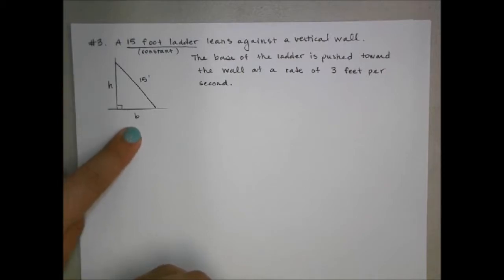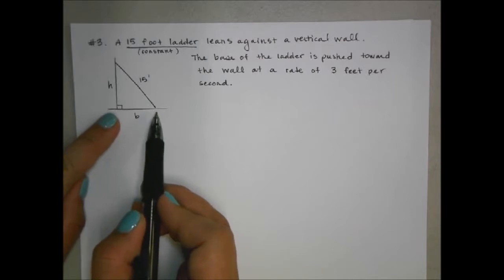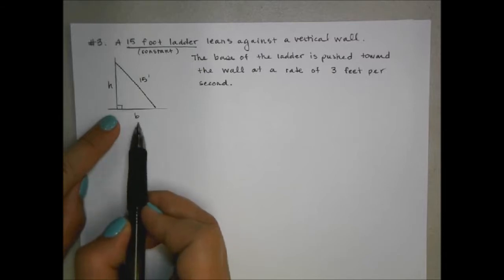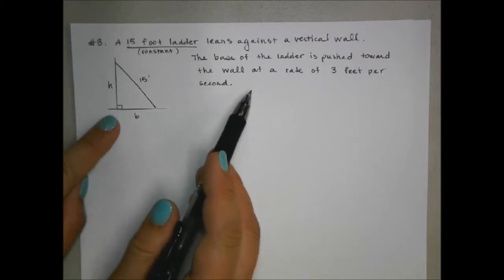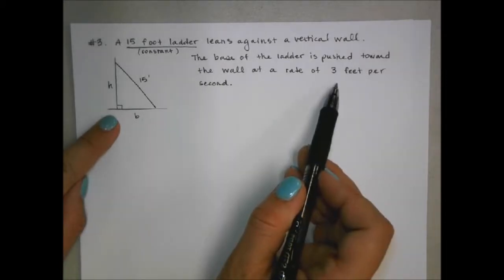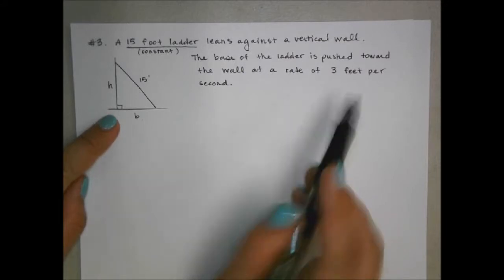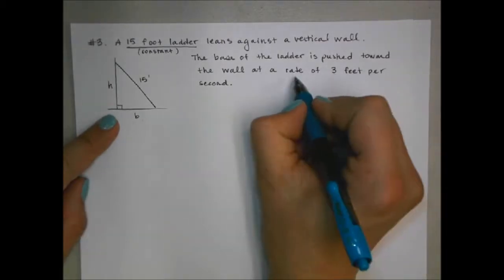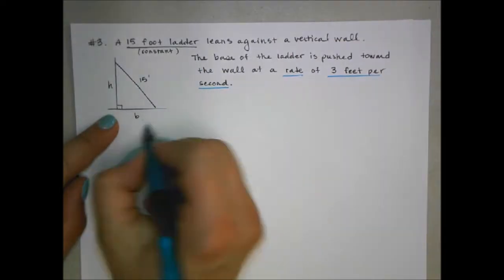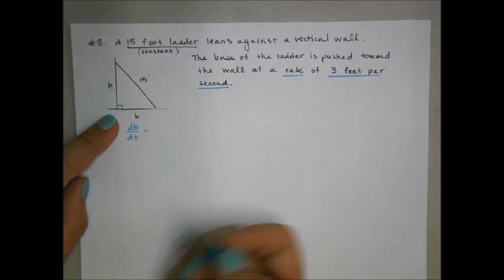Now we're told that the base of the ladder is pushed toward the wall. I want you to understand that as the base of the ladder moves in, B gets smaller and smaller, which means the rate, 3 feet per second, has to be negative. So for our base, dB/dt isn't positive 3, but negative 3.